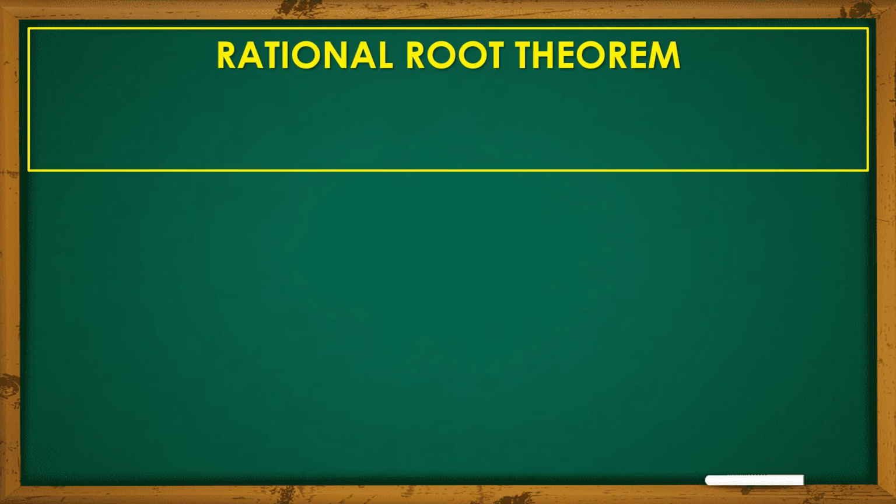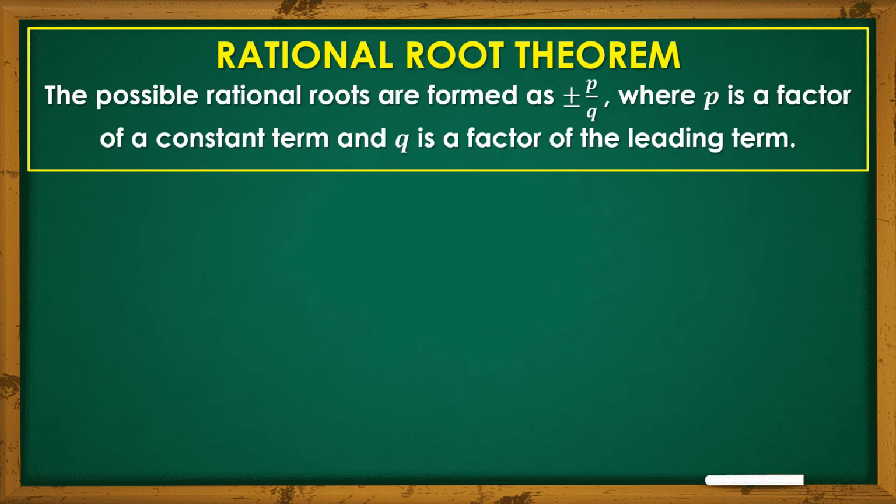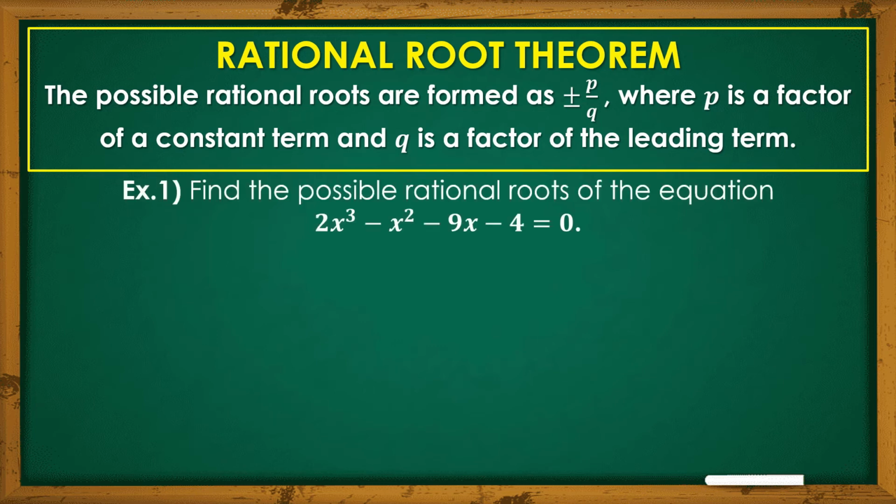At para sa last theorem natin for this module, we have rational root theorem. The possible rational roots are formed as positive or negative p over q, where p is a factor of the constant term and q is a factor of the leading term. Tingnan natin yung example para mas maintindihan natin ang rational root theorem.